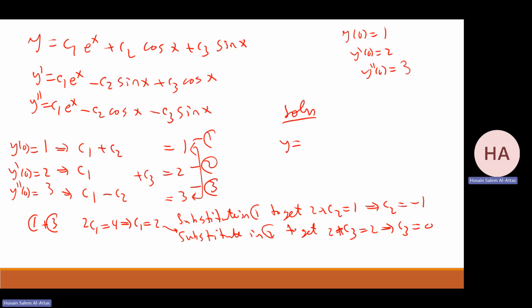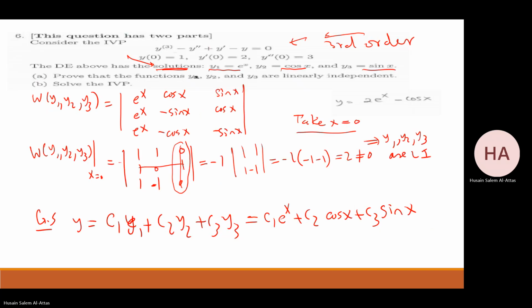So it will be my solution. y equals c1 is 2, 2e^x, c2 is minus cosine x, and c3 is 0. And that is the answer.